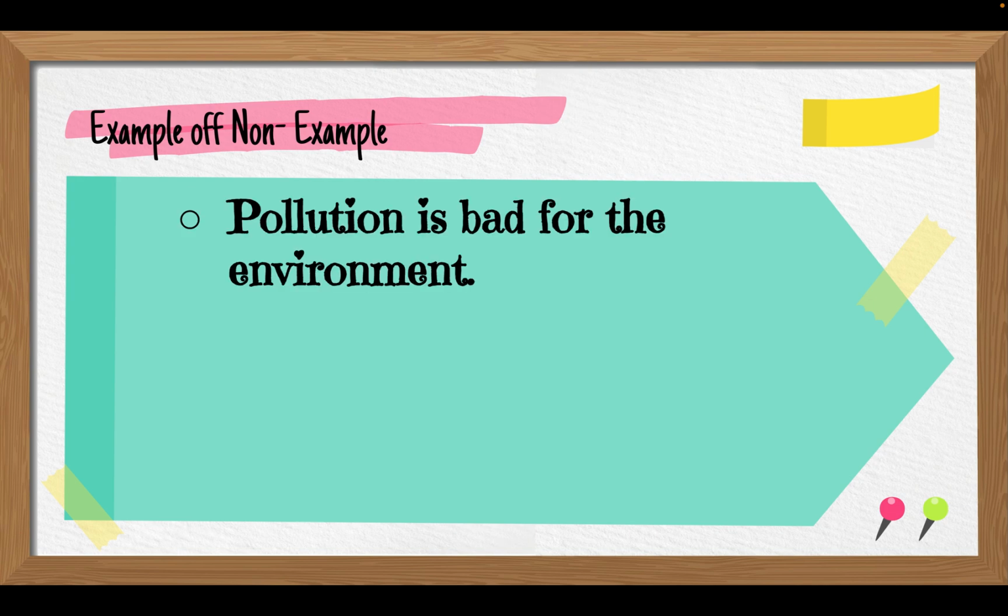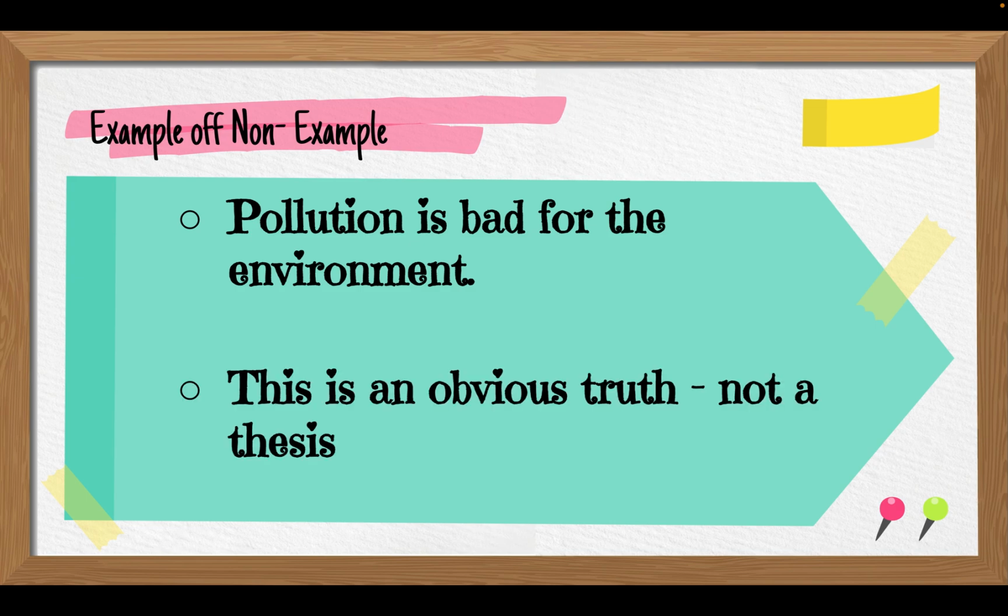That should say an example of a non-example. Pollution is bad for the environment. Yep, this is an obvious truth. It's not a thesis. It doesn't matter if there are people who don't believe in climate change. I think everyone can really agree that pollution is bad for the environment and also people's health. So it's an obvious truth, not a thesis.